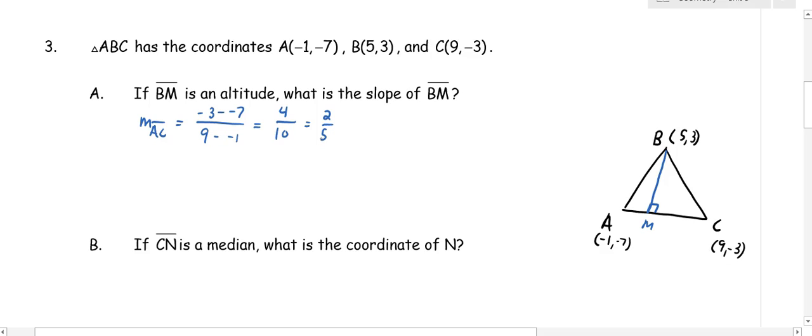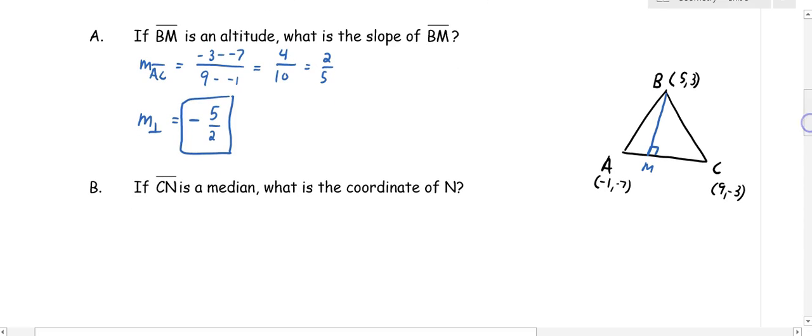But we want to know the slope of BM, which is the perpendicular slope. Remember, to get perpendicular slope, it's the opposite reciprocal. So because it was positive, it's now negative. Reciprocal, we're going to flip the numerator and the denominator. So now it's negative 5 over 2.